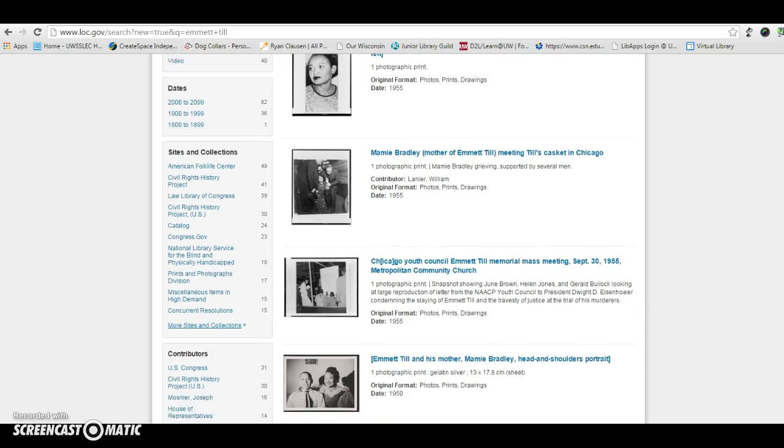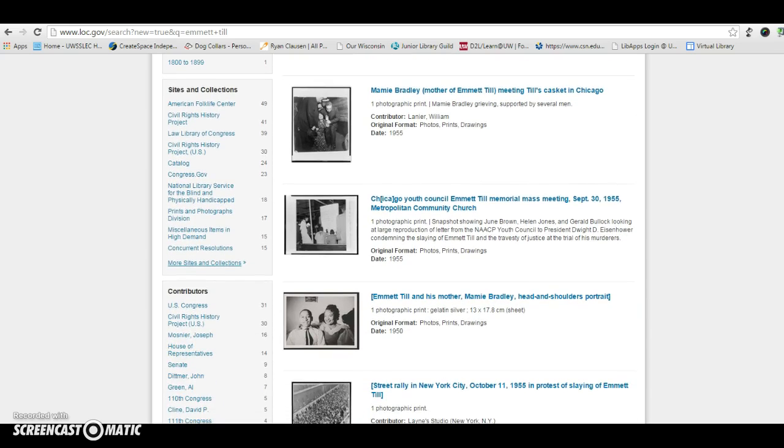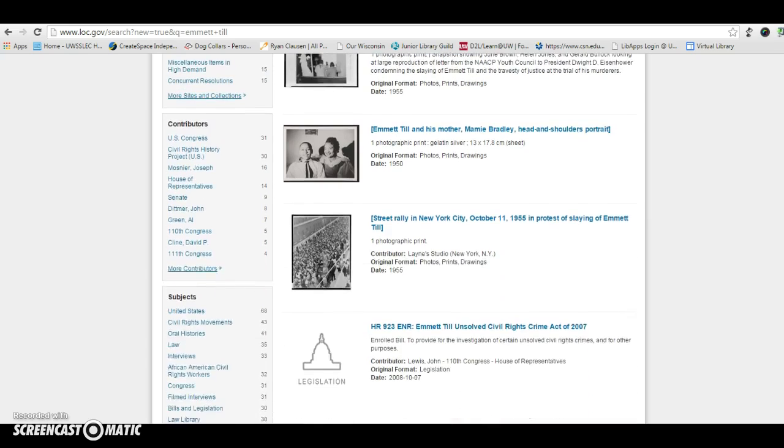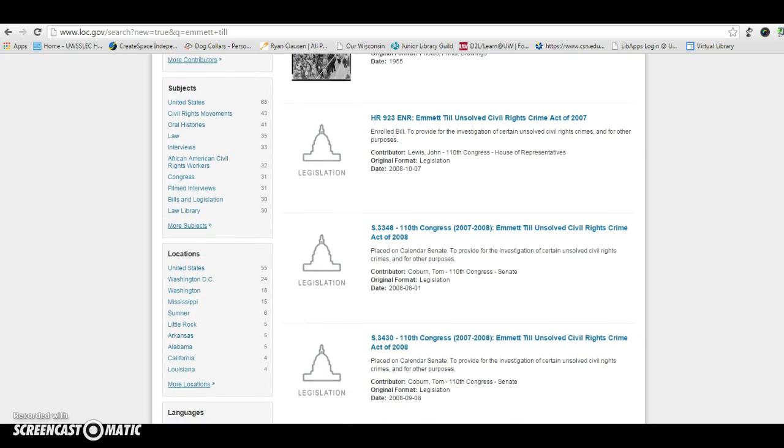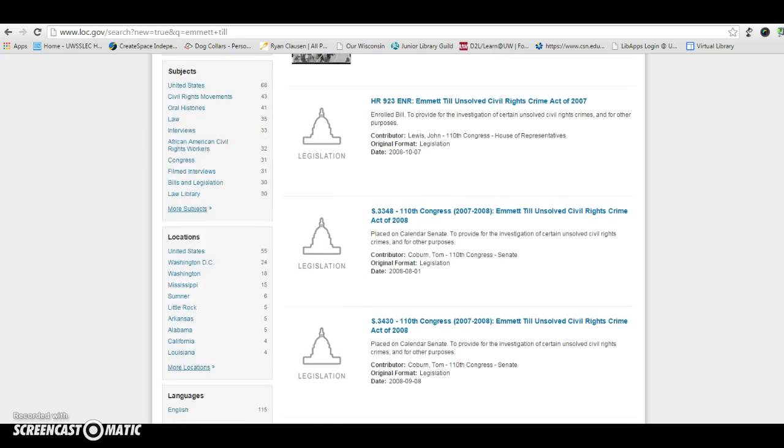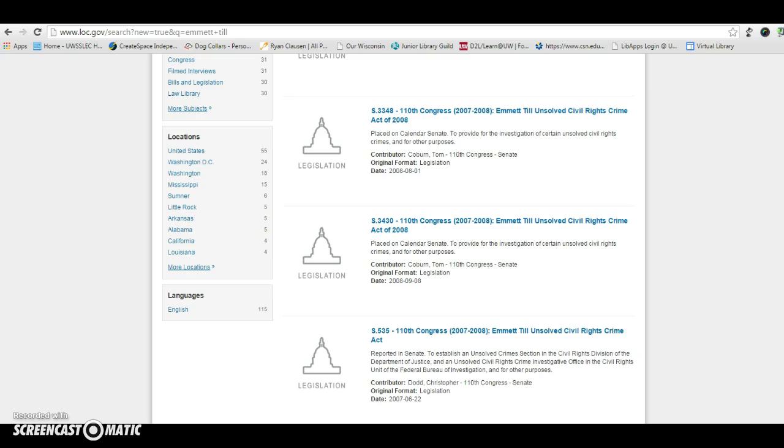Sites and Collections refinement offers different websites, different collections, again, that are looked at by experts and put together for this resource. And there are a variety of sources there. I can also look at contributors, different subjects. Again, maybe I want to expand my search and go Emmett Till and the Civil Rights Movement. So this website gives me that opportunity to do that. And finally, I can look at different locations.